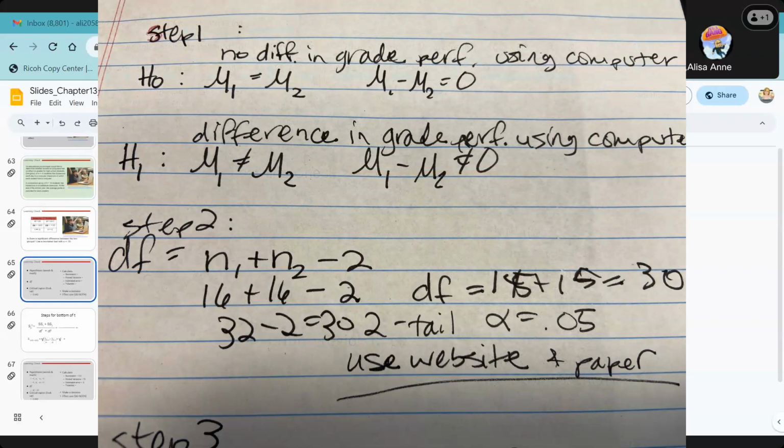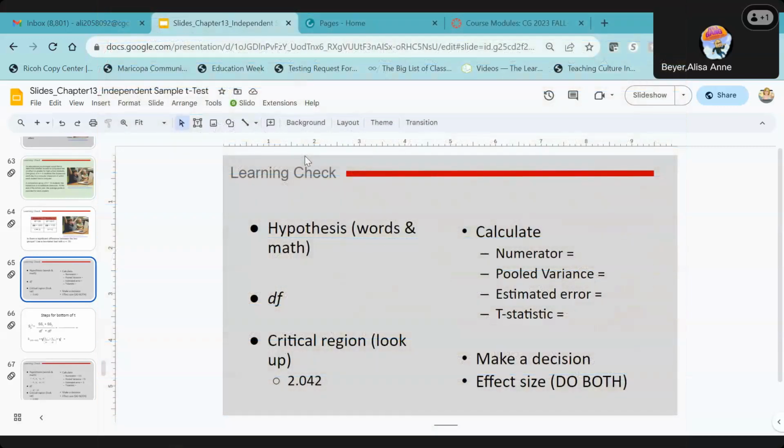Now, if you look at the distribution, we have negative 2.042 and a positive 2.042. Our 1.17 is right there, in this space, which is our fail to reject the null space. So we fail to reject the null. Then we have to say it's not significant. Then we have to give context: computers in the homeroom don't impact their grades.